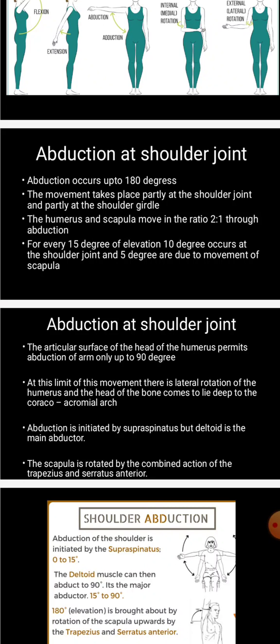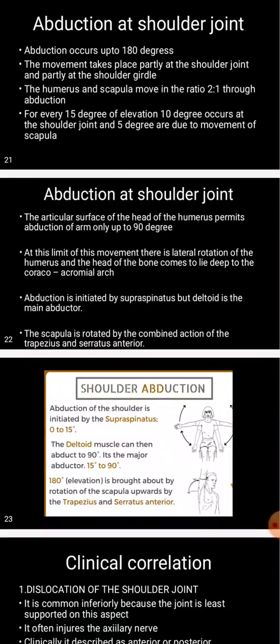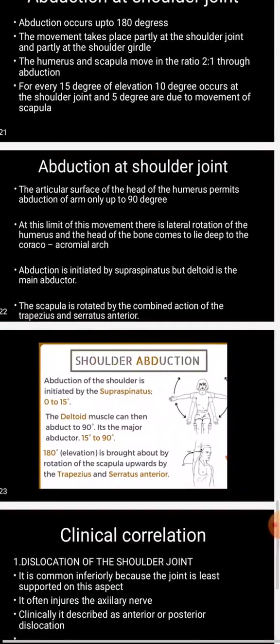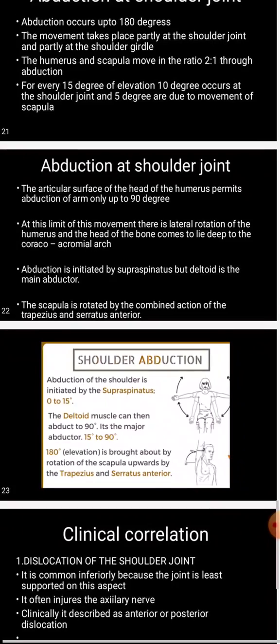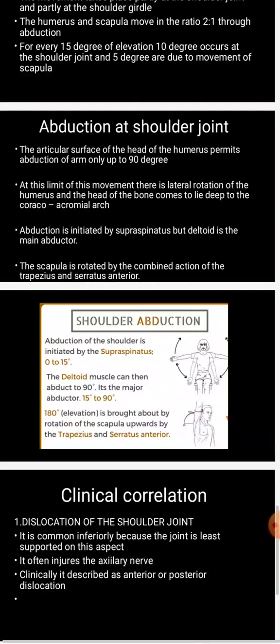Now when it reaches its limit, up to 90 degrees, to do overhead abduction, up to 180 degrees, there should be lateral rotation of the head of the humerus. Okay? When it laterally rotates, it comes to lie deep to the coracoacromial arch, which is the accessory support of the shoulder joint. The abduction is initiated by the supraspinatus, but the deltoid is the main abductor. The deltoid muscle is a major muscle of the shoulder joint. The scapula is rotated by the combined action of the serratus anterior and trapezius, and it helps in overhead abduction. Okay, so this is about abduction.